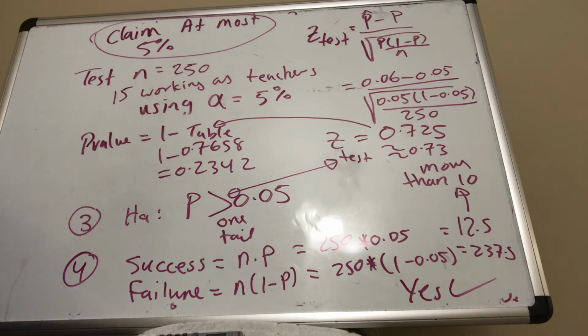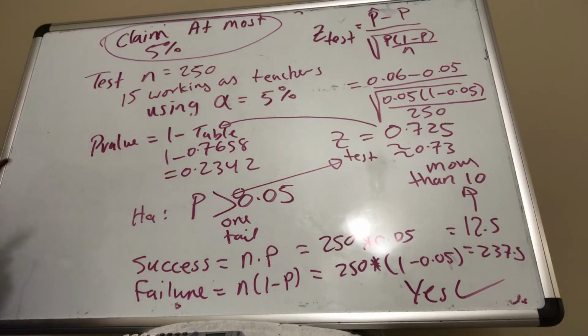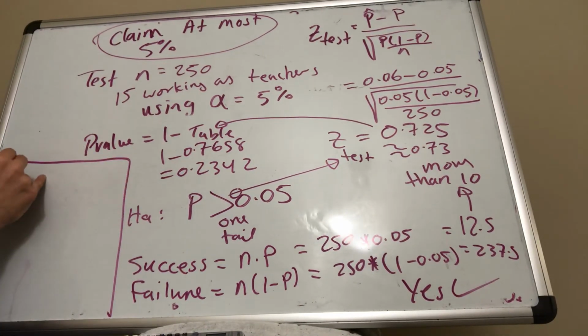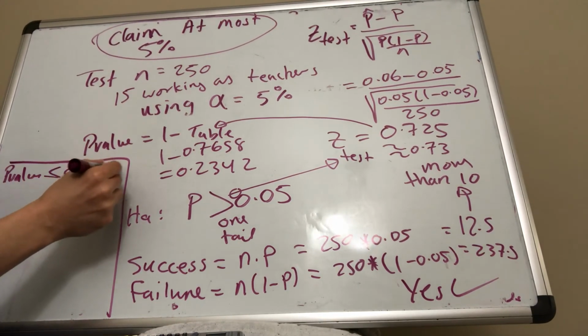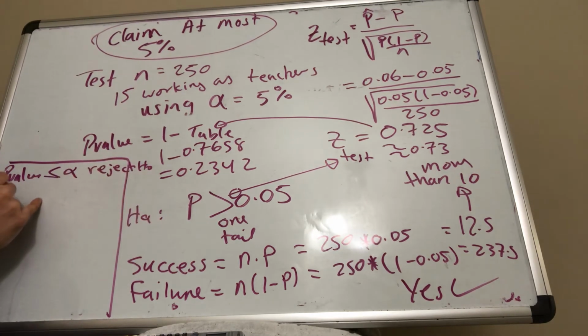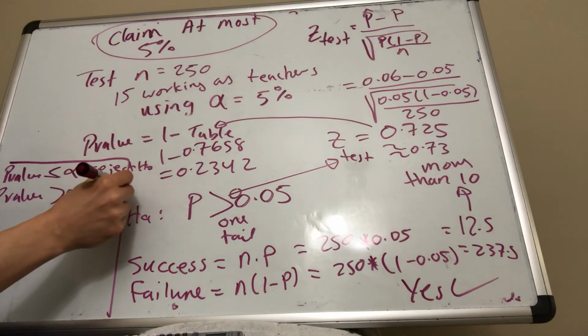Now, is there evidence to support the claim at 5%? Do we support the claim? Do we accept HA? Do we reject HA? Reject H0, or we don't reject H0? I told you the answer in the previous question. Again, p-value less than or equal to alpha, you reject H0. P-value more than alpha, we don't reject.